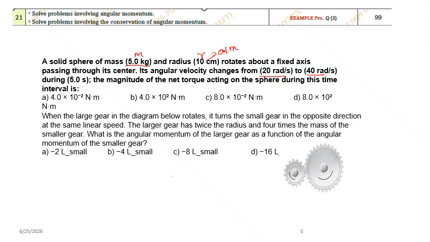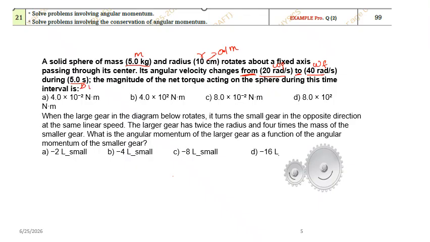10 centimeter will divide by 100, so I'll be getting 0.1. And the axis passes through the center. The angular velocity is starting from omega i, and the final one will be omega f. So omega i and omega f they have given, and then they have taken the time delta t.